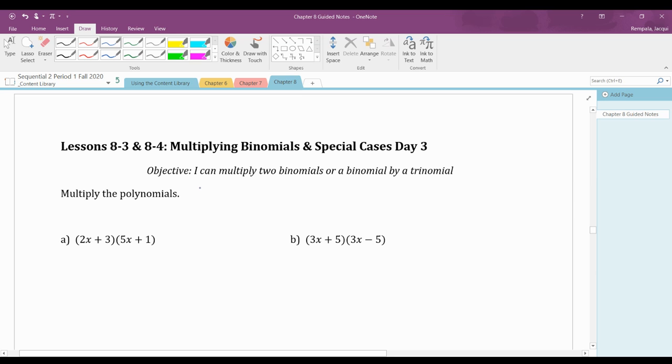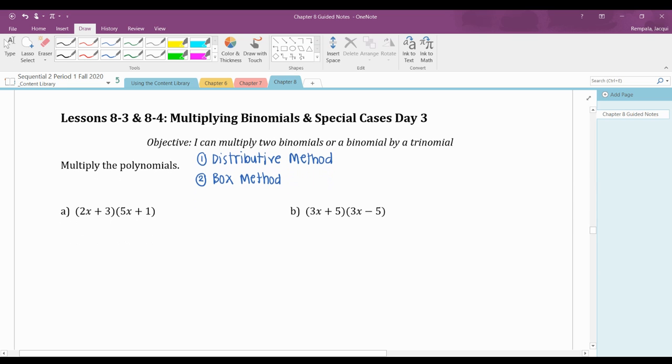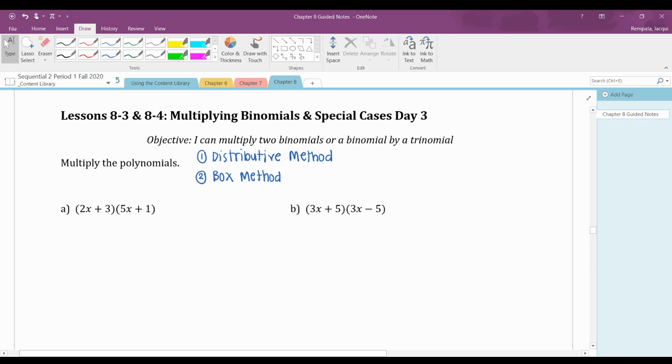Remember, we have two different methods. We can either use the distributive method or we can use the box method. It really is whatever you prefer. So you decide which one is easiest for you, and that's the method you do. So with these examples, I'm going to bounce back and forth between both of them just to make sure that if you feel more comfortable with one, that you see at least a couple of examples with that versus the other. Okay, so in this first one, 2x plus 3 times 5x plus 1.